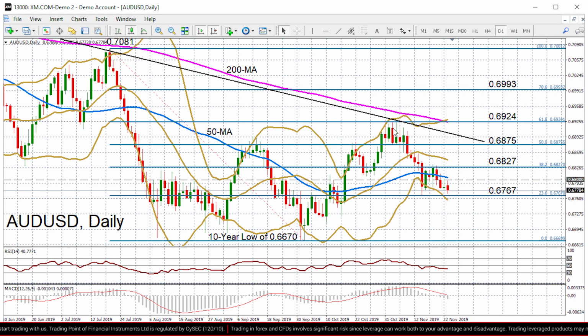It capped prices back in early November, and we do have the 200-day moving average also near that level as well. So breaking past that level could potentially signal a shift to a more bullish structure in the medium term, and then after that, the next key level coming into focus would be the 0.70 handle, and just below that we do have the 78.6% Fibonacci at 0.6993.